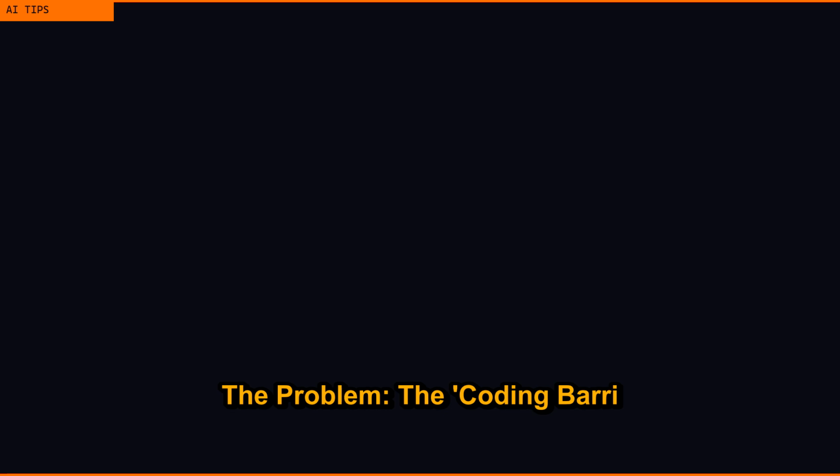The problem: the coding barrier is dead. Traditional coding requires extensive knowledge and time, blocking many innovators. Most people think building software is only for experienced developers. Google AI Studio with Gemini 3 lets you create apps from concepts, removing programming limits.